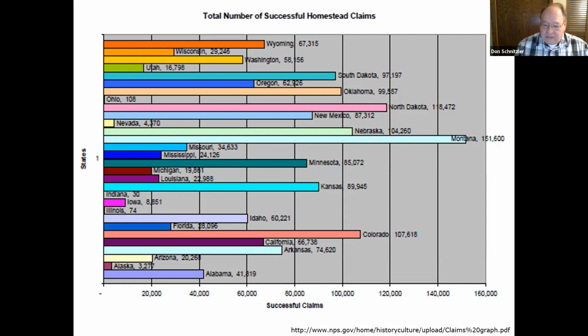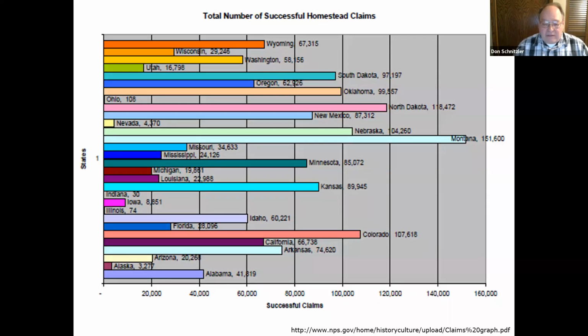One of the things I like about this chart, though, is that it shows you by state the differences as far as the number of successful homesteads per state. You can see that Montana has the most successful homesteads, and that brings it up to 151,600 parcels or claims for homesteading. Some of the states that have the lowest number, Indiana, for example, at 30, Illinois at 74, relatively few. And the reason for that is because that land was already claimed or sold by the time the Homestead Act went into effect. And then you can see Wisconsin, second from the top, at 29,246 successful homestead claims. Not the top number, but it's a relatively good or high number for successful homestead claims.